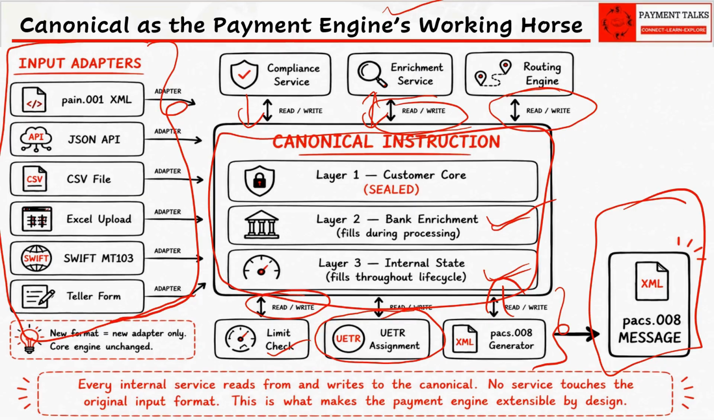On the input side, 6 different channel formats arrive through their own input adapters, each mapping to the canonical. New channel format, one new adapter. Nothing else in the engine changes.